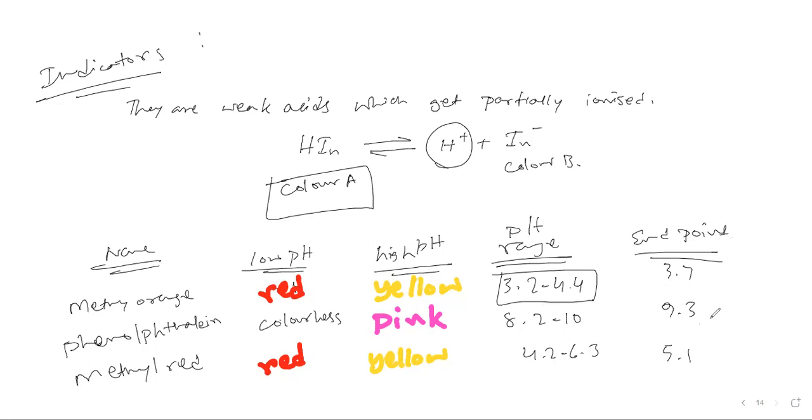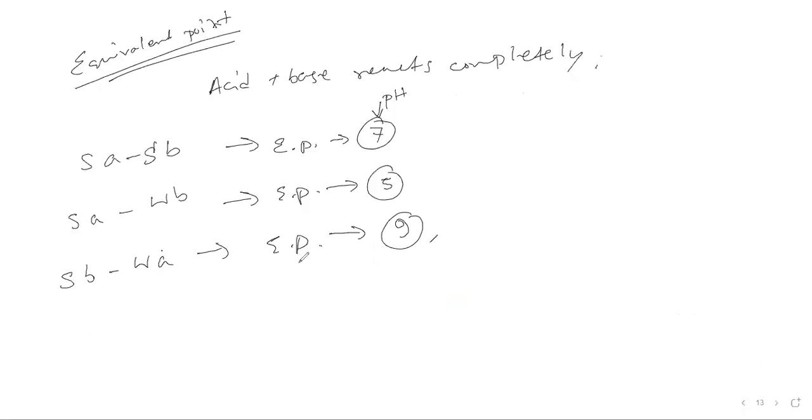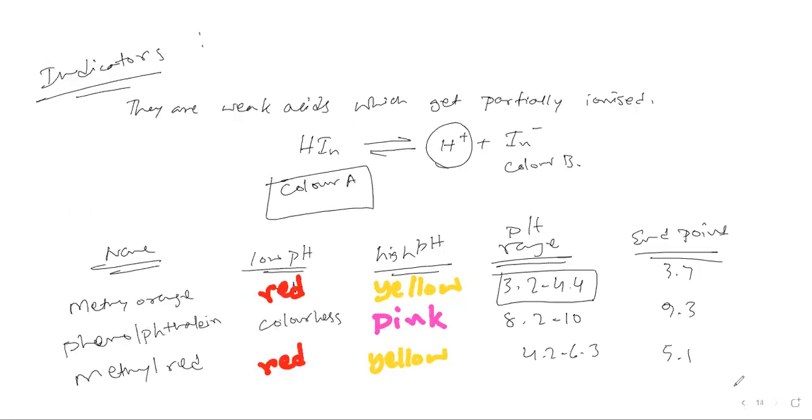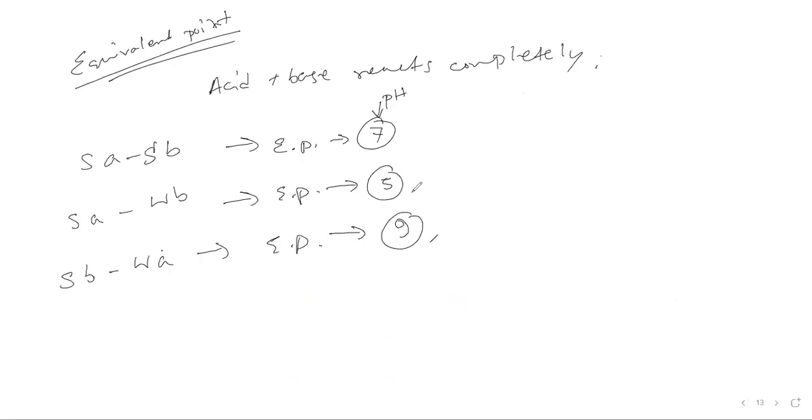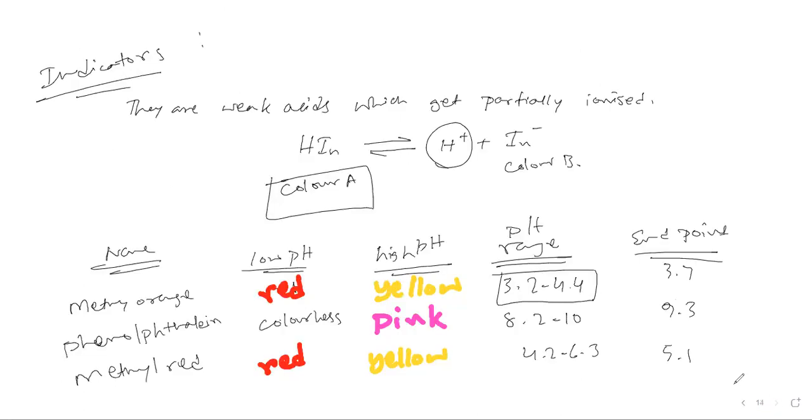Then phenolphthalein works at very high pH values. That means in solutions with higher pH values, for example those with a strong base and weak acid, phenolphthalein works better. Then methyl red works in the range of 4.2 to 6.3, which means in solutions with a strong acid and weak base, it works better.